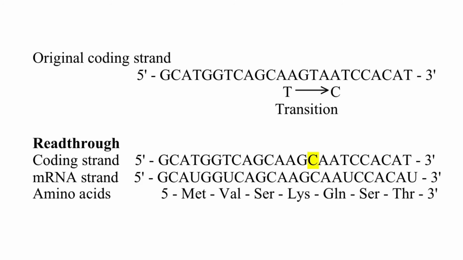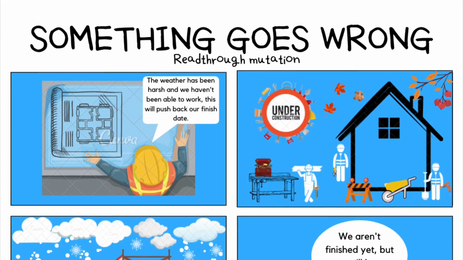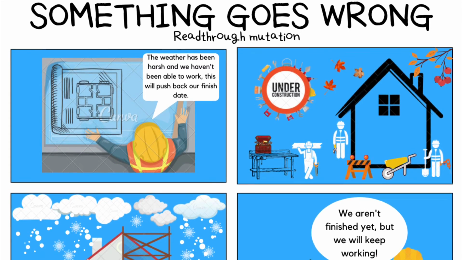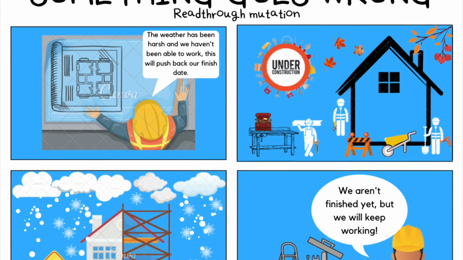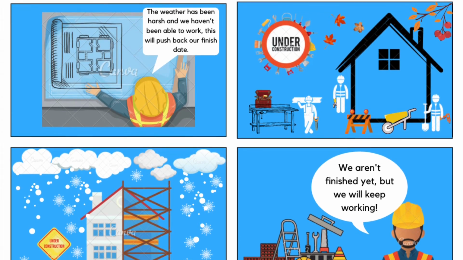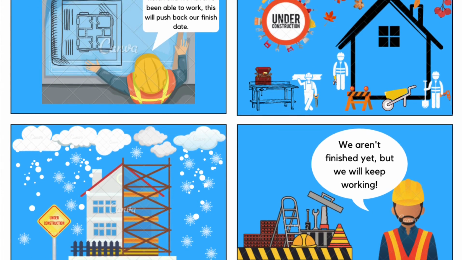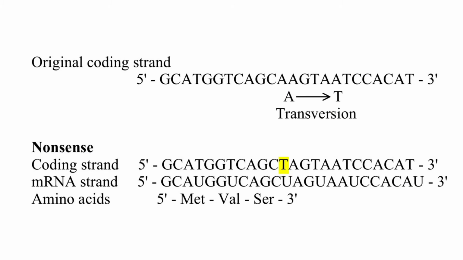We're going to first look at read-through. In this example, a T is changed to a C, so this is a transition, and you can see that the read-through, the codon for stop, is changed. This causes the amino acid chain to lengthen. In building a house, you can think of this as the weather not going according to plan and the finish date being pushed back. This is because it does not stop where it was supposed to stop, just like read-through.